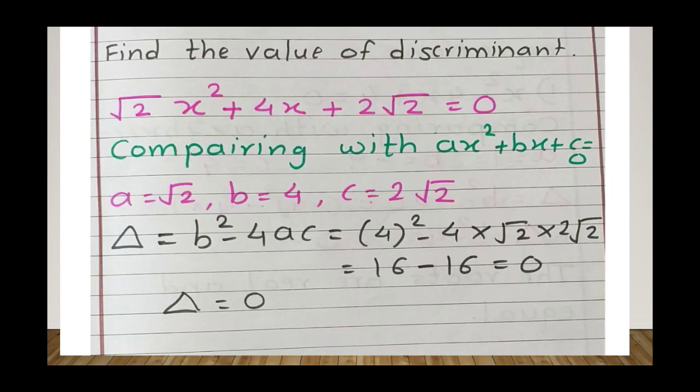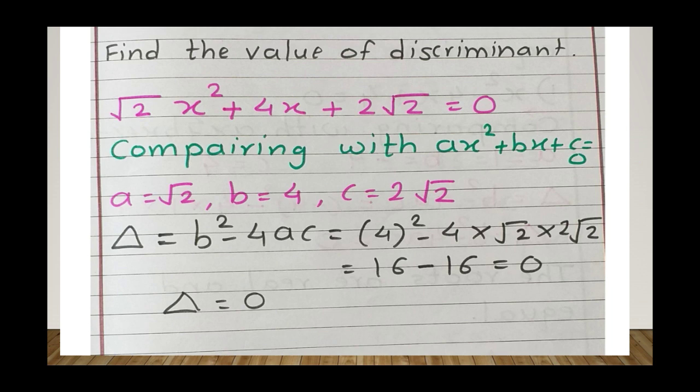Now the next example, root 2 x square plus 4x plus 2 root 2 is equal to 0. Comparing with ax square plus bx plus c is equal to 0, a is equal to root 2, b is equal to 4, c is equal to 2 root 2. We have to find the value of the discriminant, meaning delta value, that is delta is equal to b square minus 4ac. We substitute the a, b and c values in it. We get 4 square minus 4 into root 2 into 2 root 2.